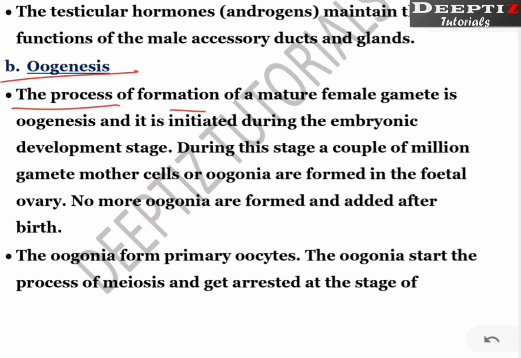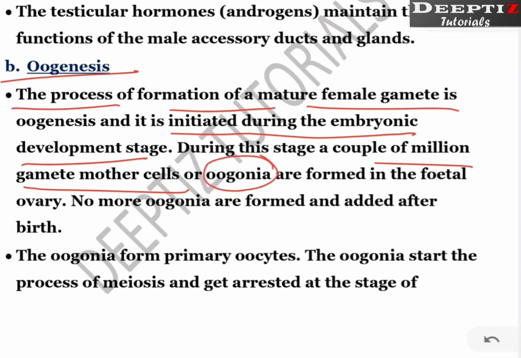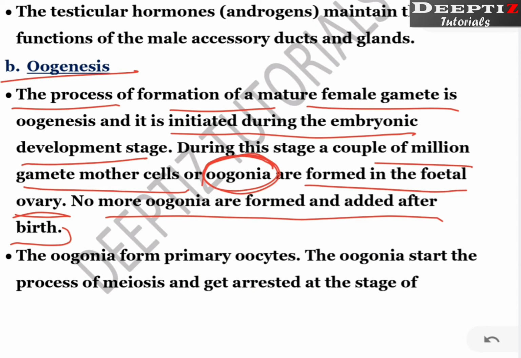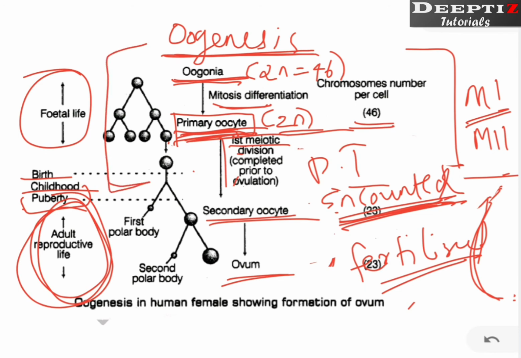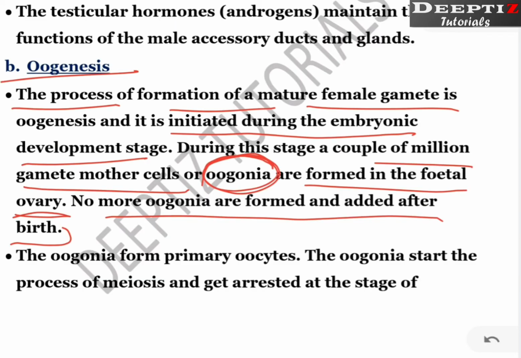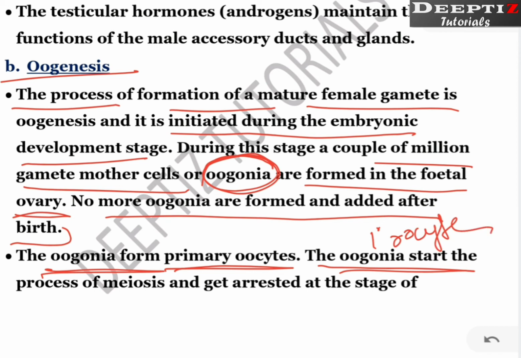So just see the facts now. Oogenesis is the process of formation of the mature female gamete, right? It is initiated during the embryonic development stage, and millions of gamete mother cells, or oogonia, are formed in the fetal ovary. No more oogonia are formed or added after birth, right? This first step which we have written here will never happen after birth. All these things happen before birth. Oogonia form primary oocytes by a number of divisions. We know oogonia undergo mitosis to form primary oocytes.